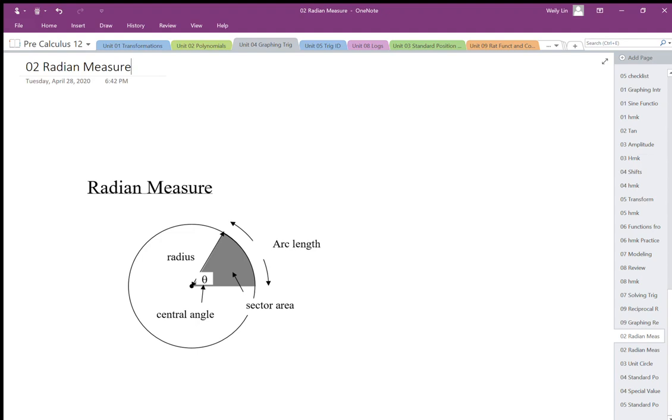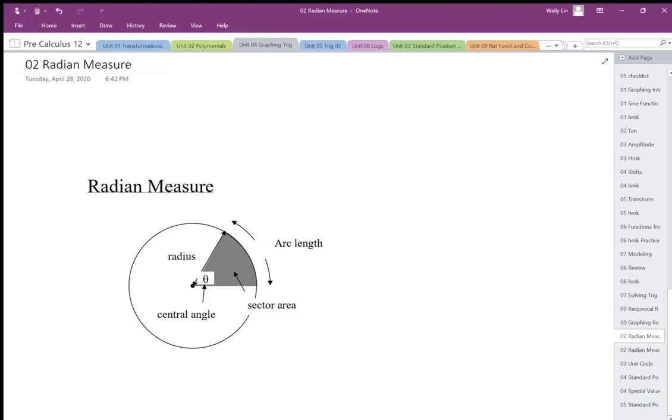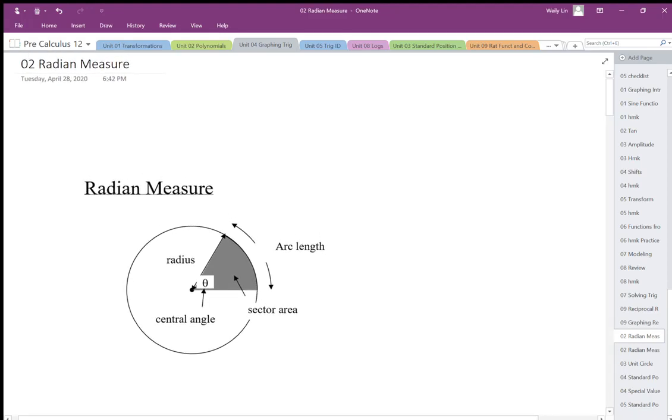So in this unit, the main part of trig that we're going to get into is changing from a measurement of angle with degrees to using something called a radian measure. Okay, so radian measure is a different angular measurement.